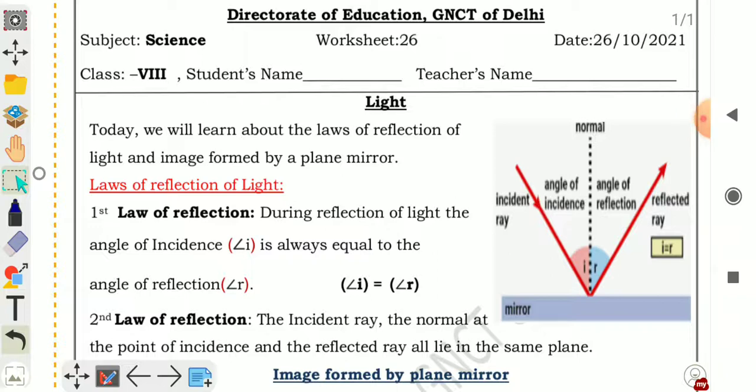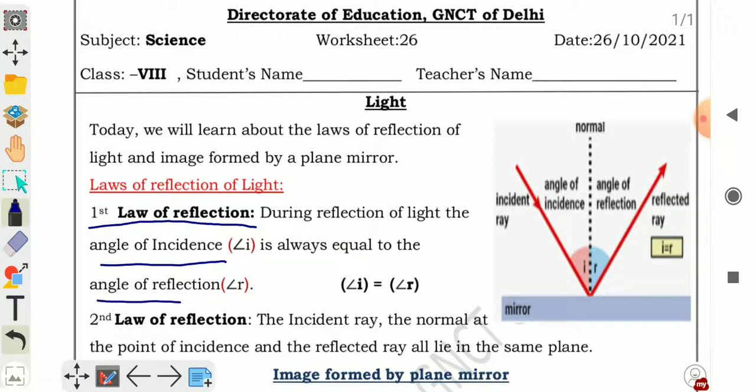In this worksheet we will discuss the laws of reflection of light and image formed by the plane mirror. So first of all we will learn the laws of reflection of light. The first law of reflection of light is: during reflection of light the angle of incidence, angle I, is always equal to the angle of reflection, angle R.